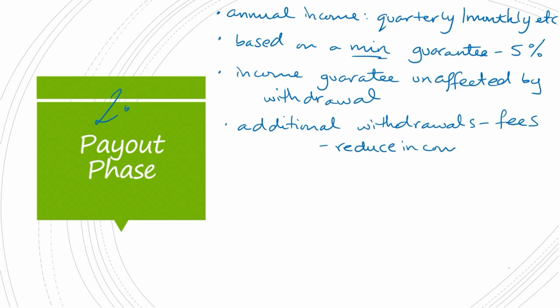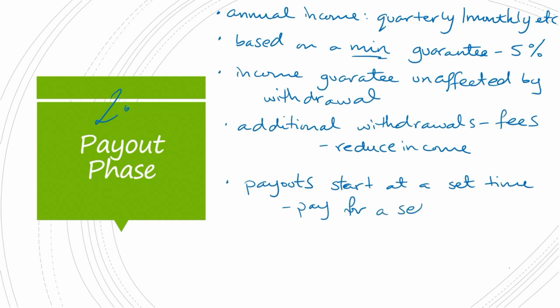And how does payout occur? So payouts start at a set time and they go for a set time. So they're for a set period. So let's say your client decides that their payout is starting in 10 years and they've decided to do a 20-year payout. They do have the option to also, of course, do a lifetime payout. The longer the payout, the lower the income that is available to the client. So, for example, if they decide to start in 10 years and they do a 20-year payout, the income that they receive will be higher than if they were to do a lifetime payout.